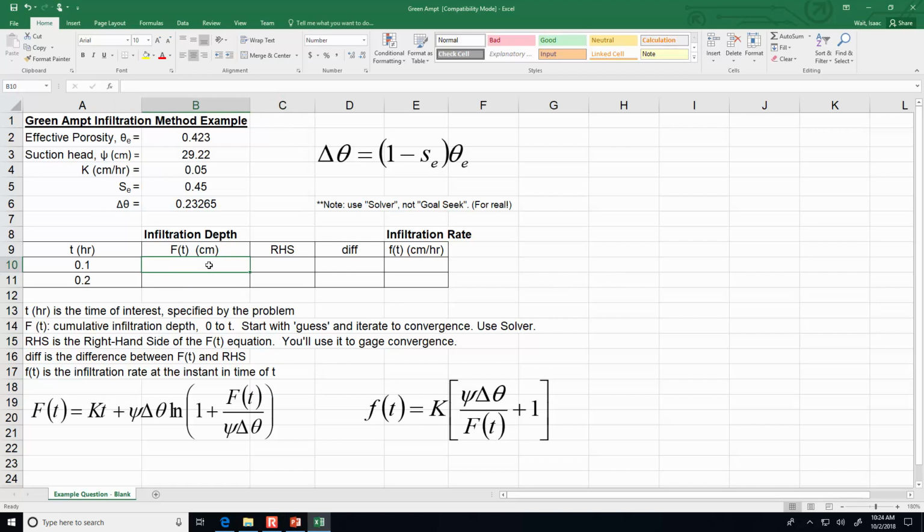Okay, so infiltration rate. We have to start with a guess. And so it said that an initial guess might be k times t. So let's just have that as our first guess here. T times k. So here's our initial guess of the infiltration depth.